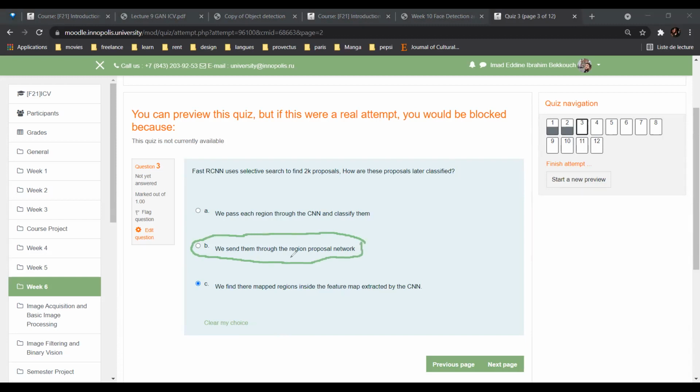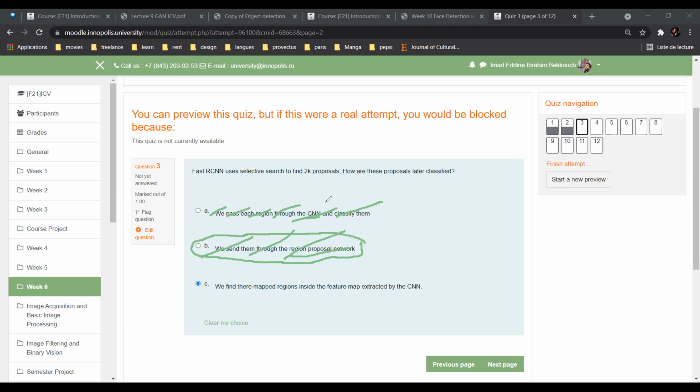Of course, it's not, because region proposal networks were not invented in the time of fast RCNN, right? So this answer is absurd. Now, the second answer is we pass each region through the CNN. As we have described, the only change in fast RCNN is that we do not pass each region through the CNN, right? So this is the only thing that was added in fast RCNN.